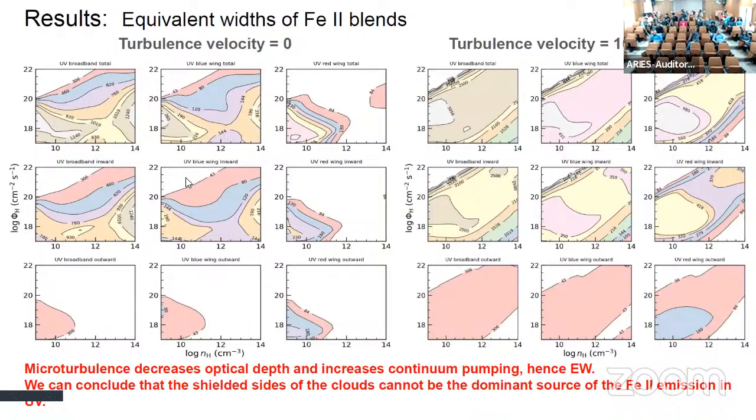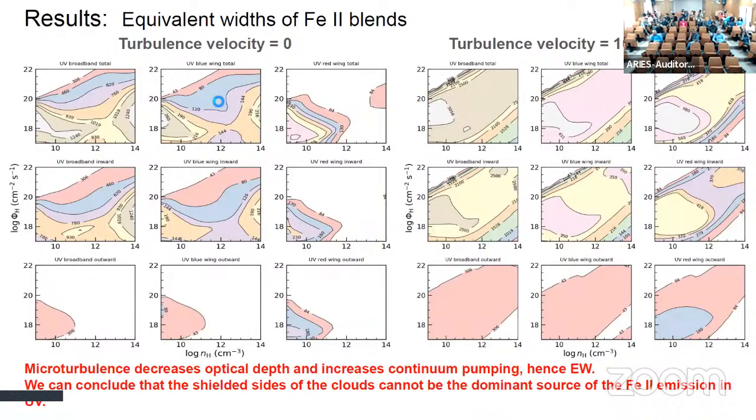So what we notice when we include the turbulence is that those equivalent widths are increased. Those values are increased for all the cases, like for emission, total, blue wing, or the red wings, in each and every case. So the thing is, if you add microturbulence, the equivalent width or the strength of the line will increase.